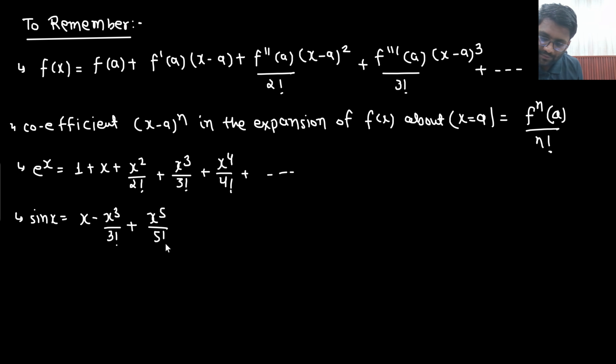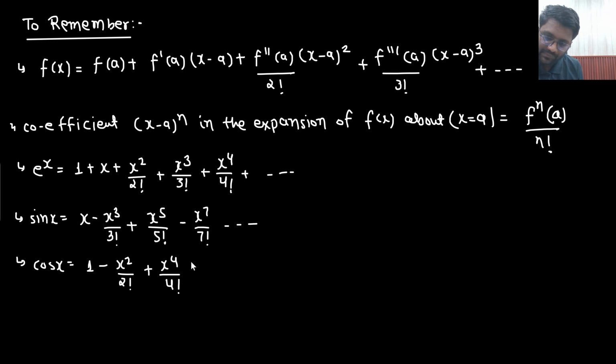Five divided by 5 factorial, and so on. Then, sir, the expansion of cos x starts with 1, and the plus-minus rule is followed. First one is plus, then minus, then plus, and then minus and so on, right? All these 3 expansions I asked you to remember.